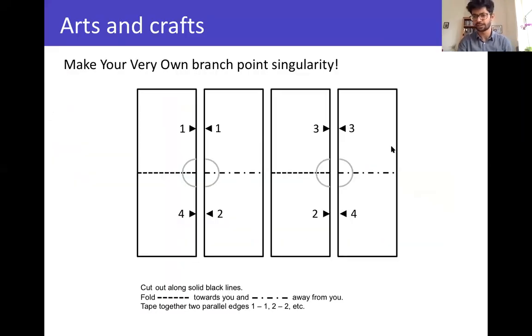Okay, are the slides back again? Sorry, can everyone see the slides again? Yes, they are. Okay, great.